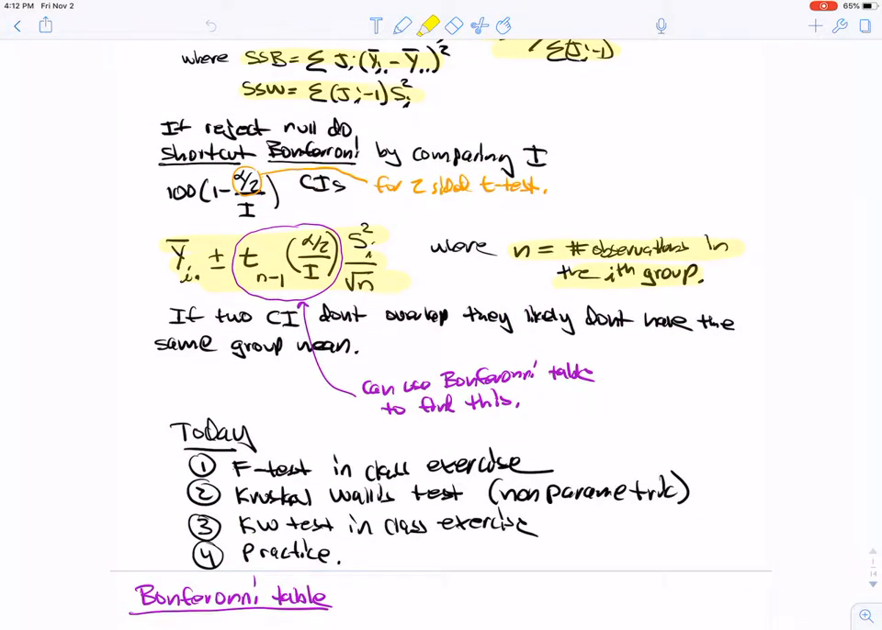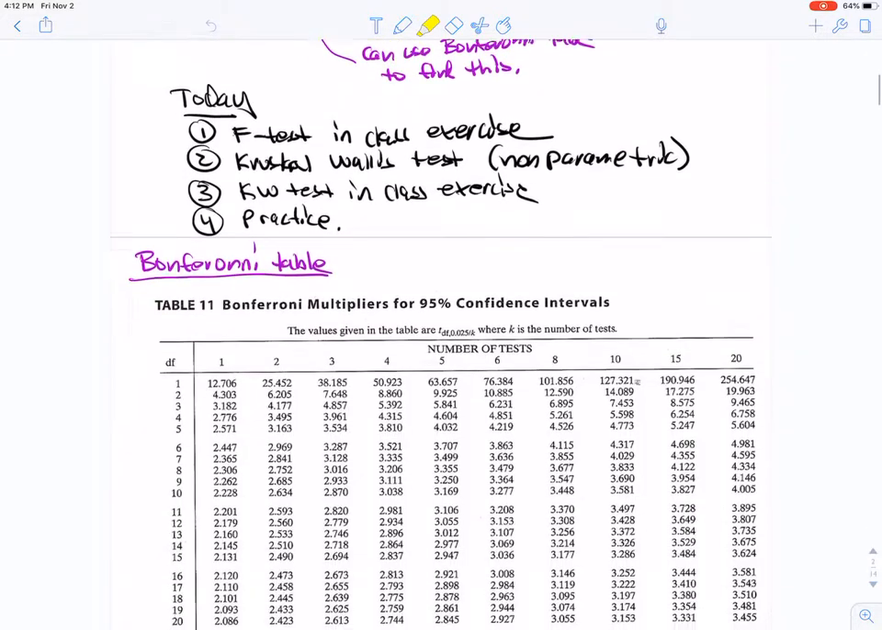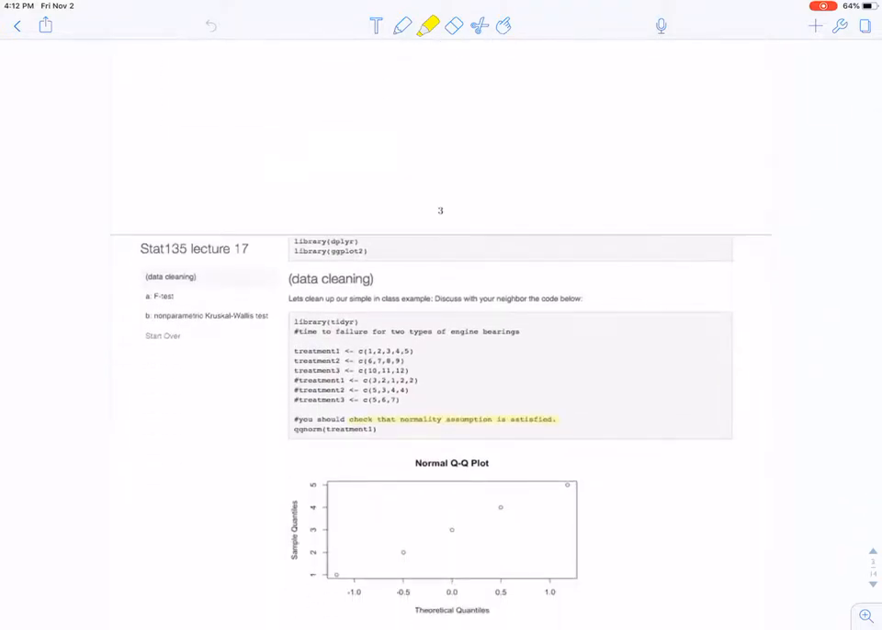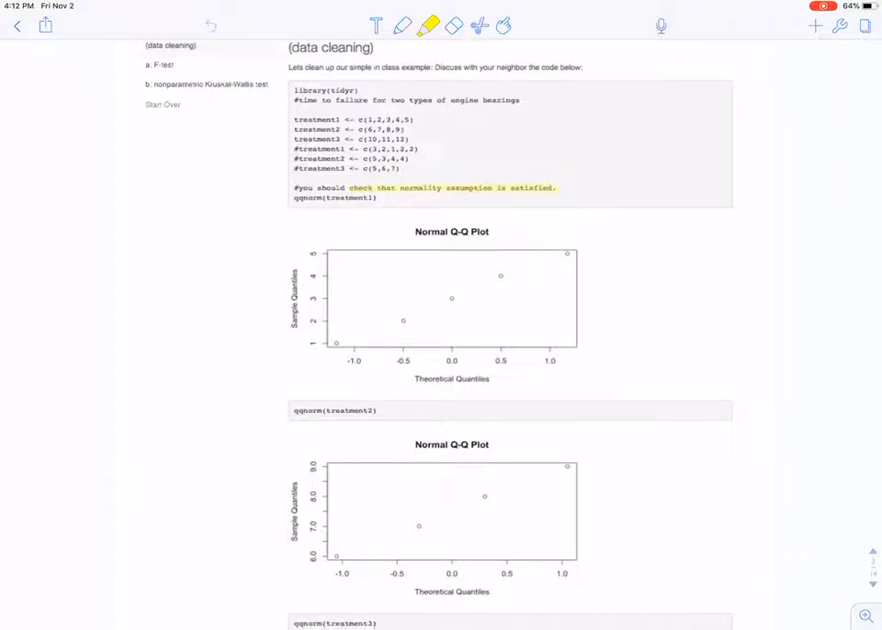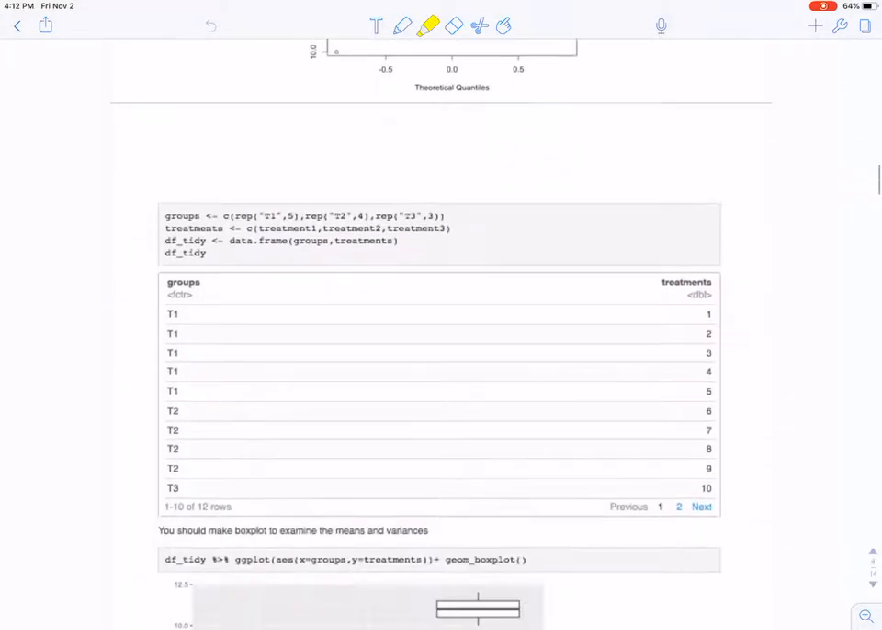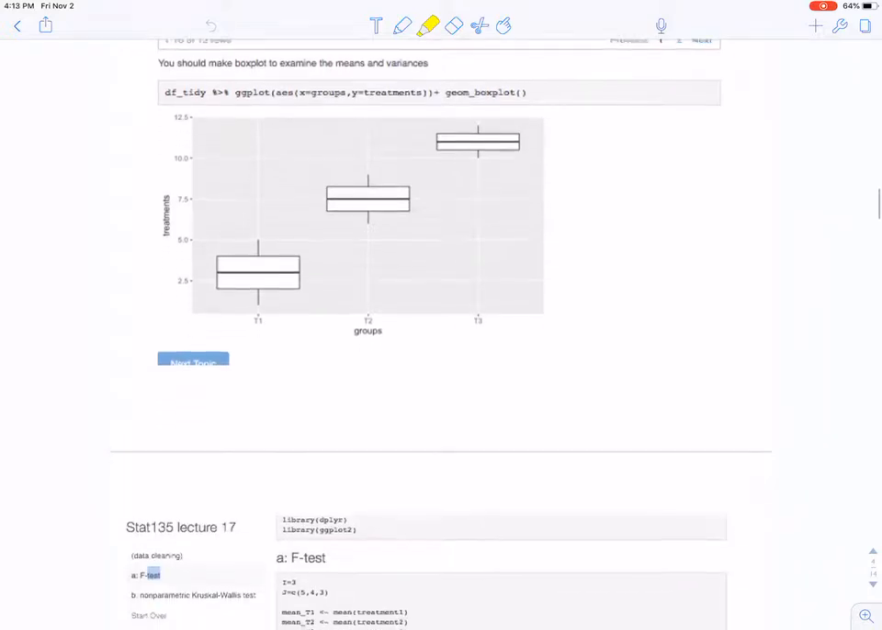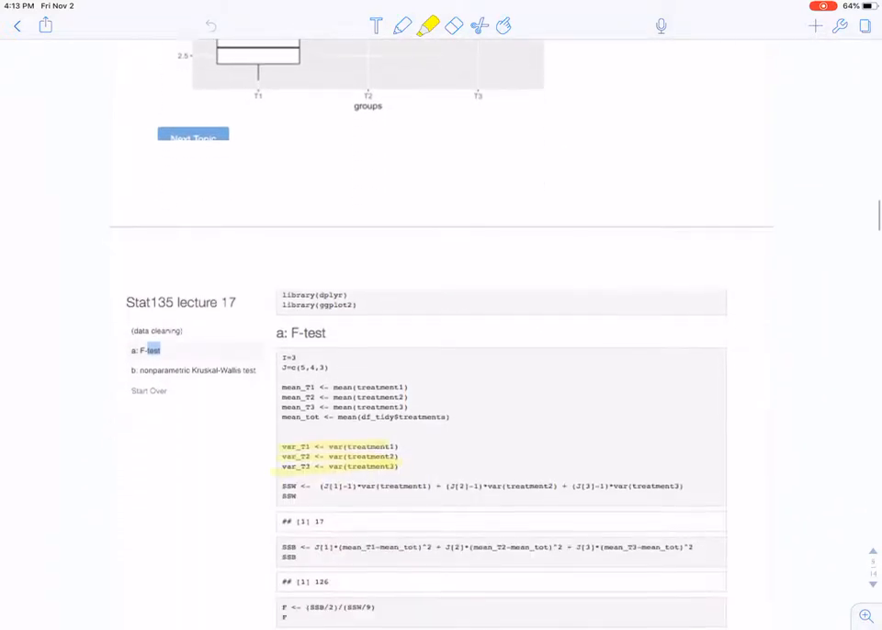So today what we're going to do is an F-test in-class exercise, then we're going to do the Kruskal-Wallis test, which is a non-parametric test, a Kruskal-Wallis test in R, and then practice by hand. So here is the in-class exercise, lecture 31. We do some data cleaning so that we can easily make QQ plots and box plots for our data, and it looks good to go for an F-test.